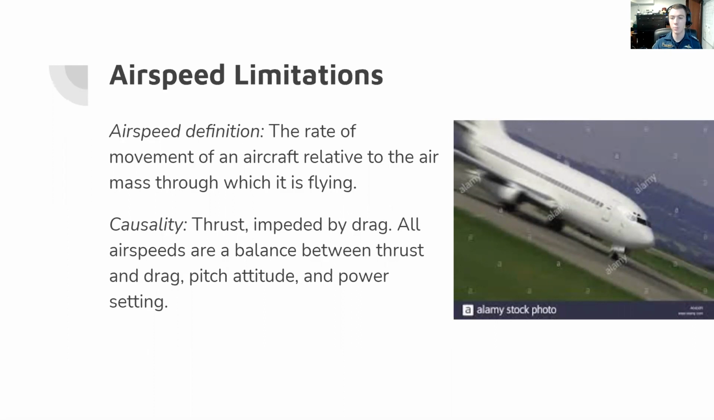Causality: what causes airspeed is thrust, and it gets impeded by drag. If you remember your couples for the 4 forces of flight, you have thrust acting in one direction, for example to my right, and then you'd have drag that acts in the opposite direction. As you can see there, there's a few different ways to balance it, including your pitch attitude and your power settings. The more power you put in, the more thrust you're going to have. And depending on how you're angled, you could be generating more lift, which means you have more drag, which will counteract your thrust, for example.